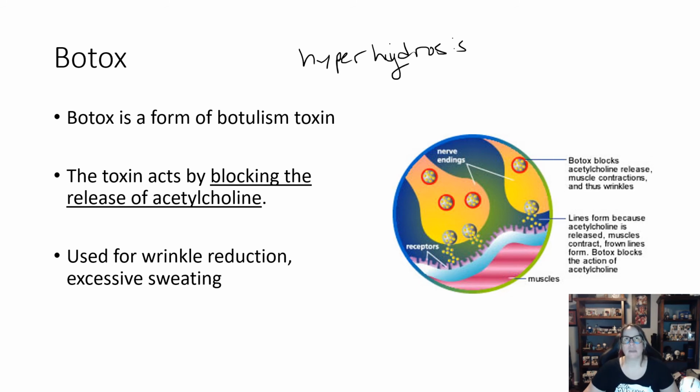This is because in order to sweat, we need to get a chemical signal from a neuron. And when we stop that chemical signal, the release of acetylcholine on that sweat gland, we're not going to have the sweating. So you can have targeted injections in the wrist or the hands or the armpit to help reduce that sweating. So that's one of the ways Botox can be used therapeutically.